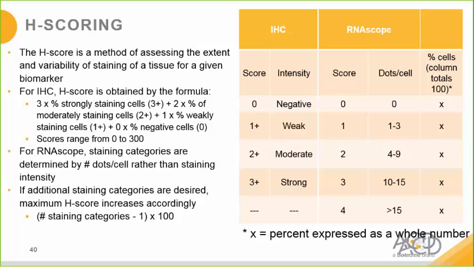For a 0 through 3 scoring system, the scores can range from 0 to 300. With the 5 categories of 0, 1, 2, 3, 4, we routinely use with RNAscope, the maximum H-score will increase by 100 to 400. The sample can then be considered positive or negative for a marker on the basis of a specific discriminatory threshold value.